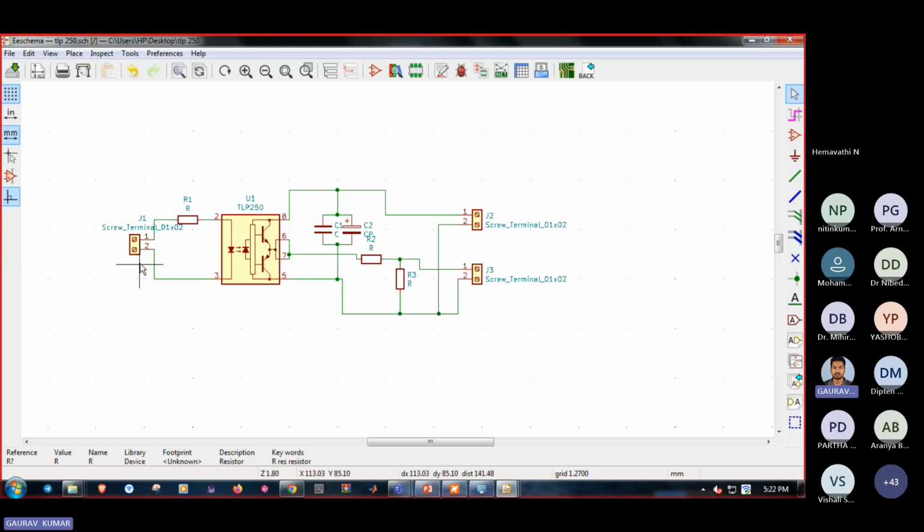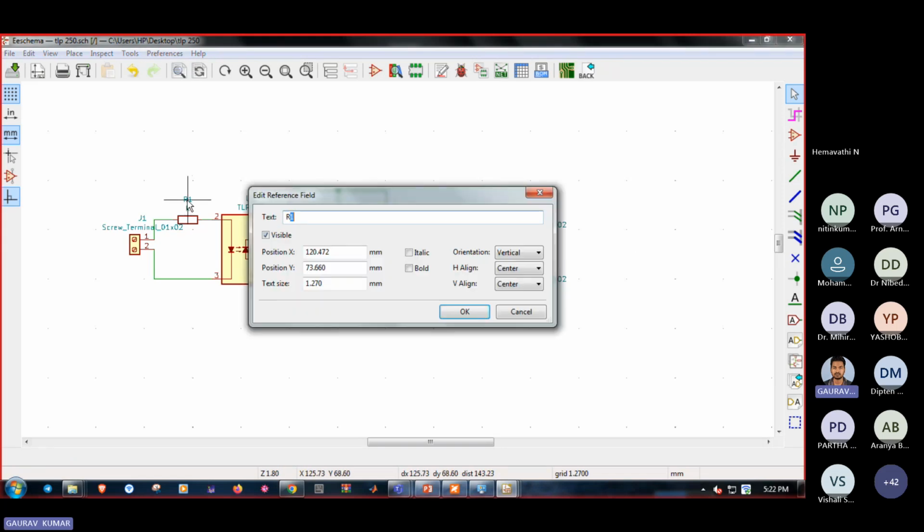the names are coming. This is screw terminal J1, the PLP250 is U1, R1. Okay. You can also change the text values, whatever resistances you are using. For R1 we are using 1 kilo, so you can write 1k.